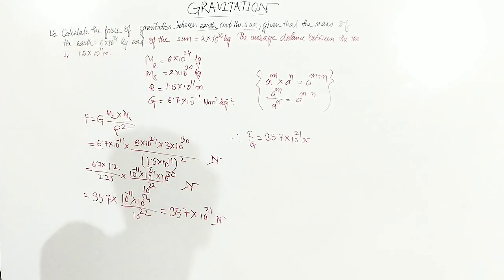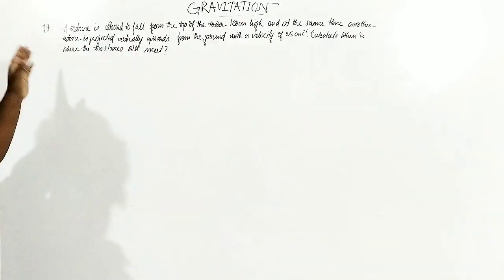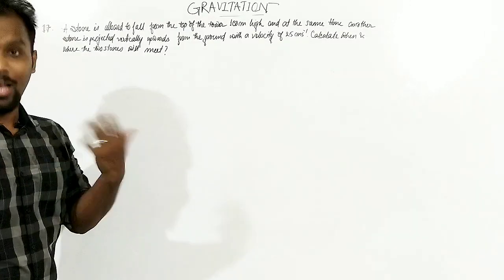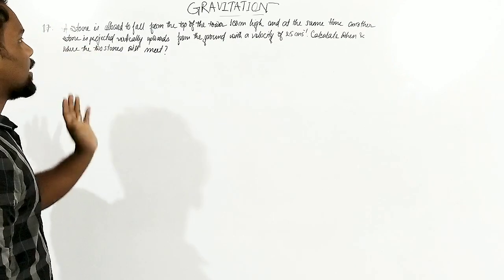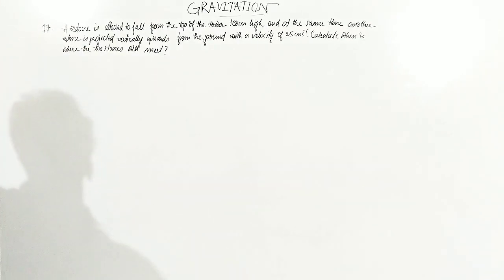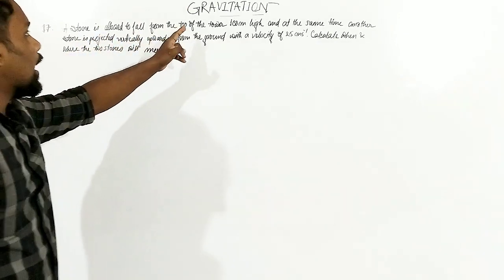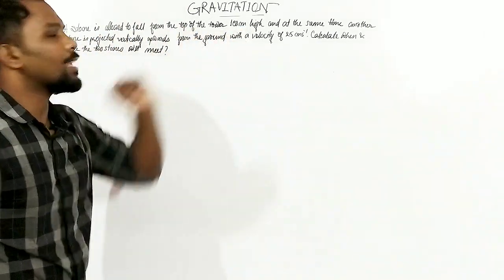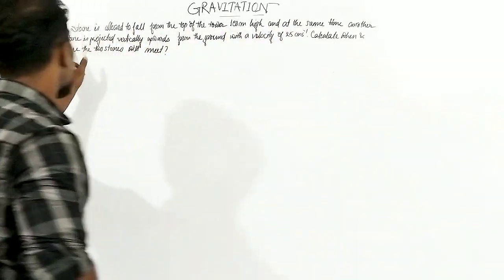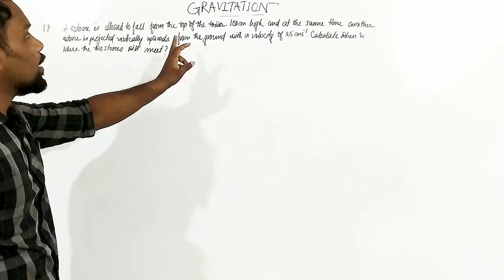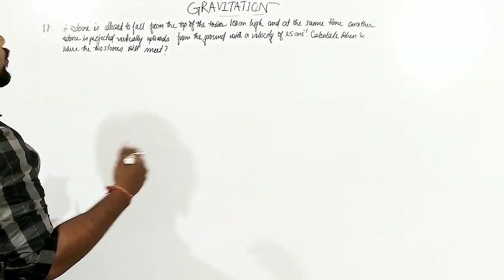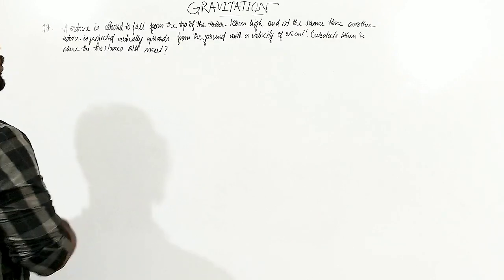Now we're going to move to our next question. First, just write this down. This is question number 17. It is one of the important questions for you to understand the whole concept. The question says that a stone is allowed to fall from the top of a tower that is 100 meter high, and at the same time another stone is projected vertically upwards from the ground with a velocity of 25 meter per second. Now we have to calculate when and where the two stones will meet.